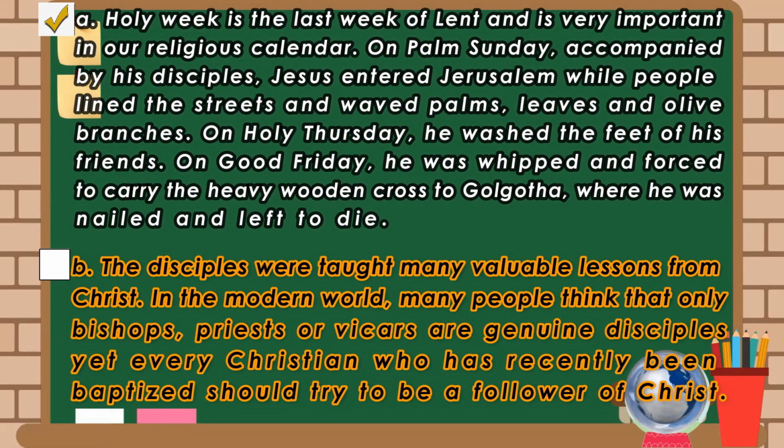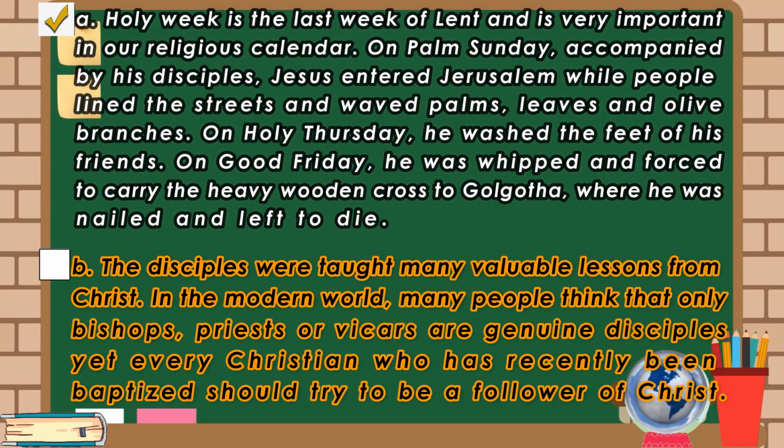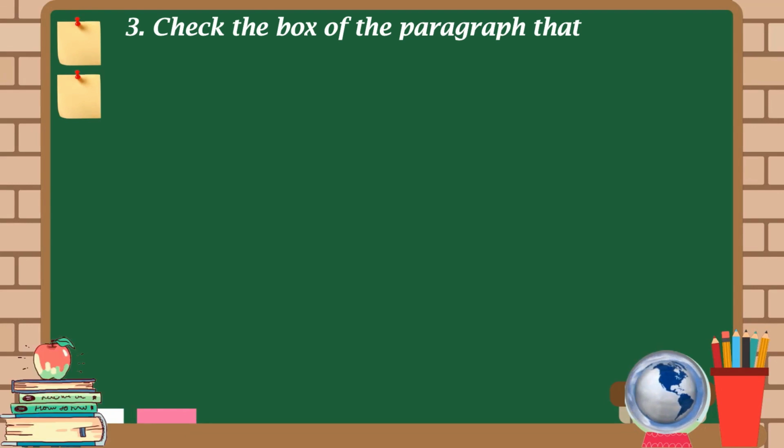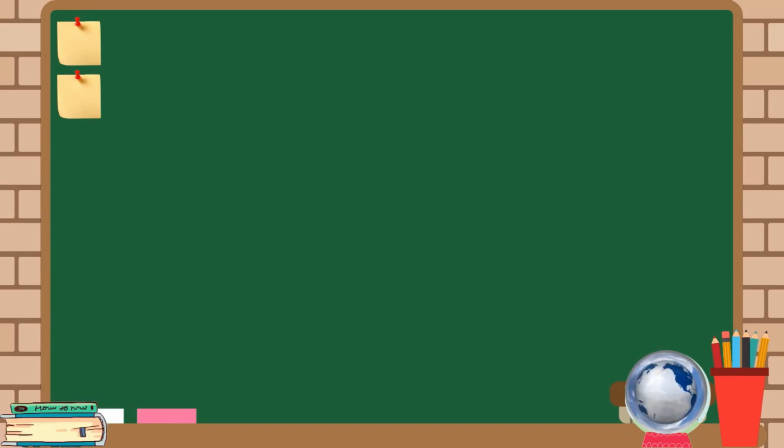Did you say the answer is letter A? Excellent! The paragraph that shows a factual recount is letter A. For item number 3, check the box of the paragraph that shows an information report.